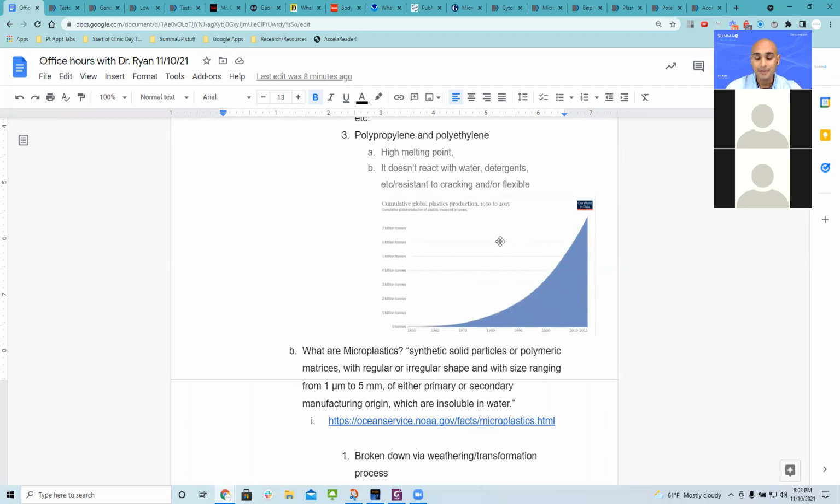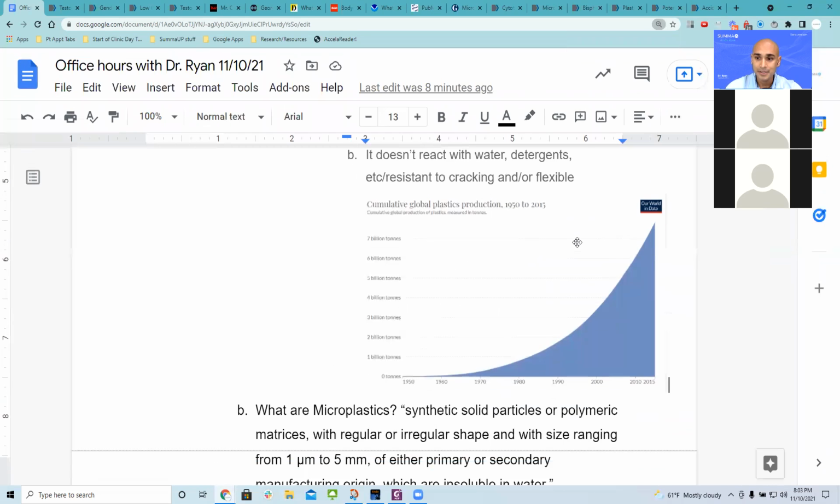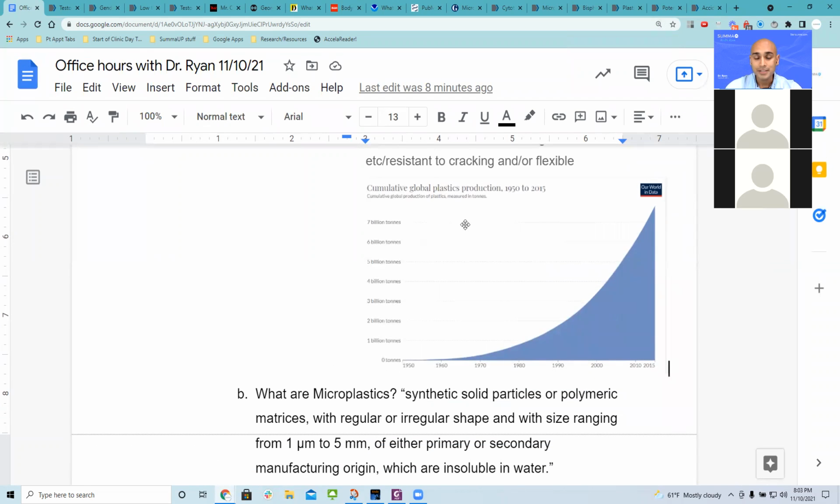Here's a good graph, a little bigger, showing the global production of plastics from 1950, when it was initially synthesized and discovered as a use, to 2015, with, of course, it being 2021, and the end point of this graph being probably a bit higher. So from 0 tons to 7 billion tons, right?